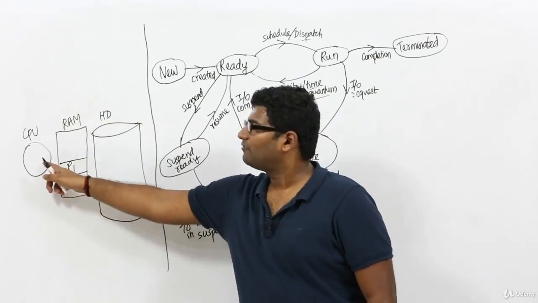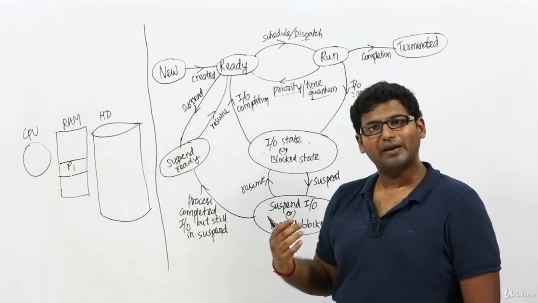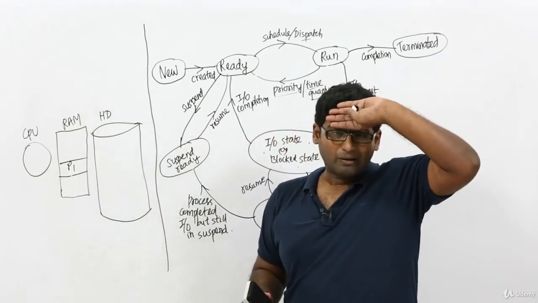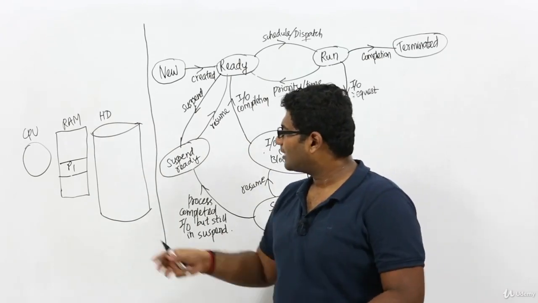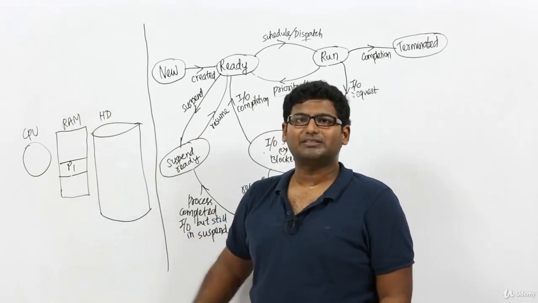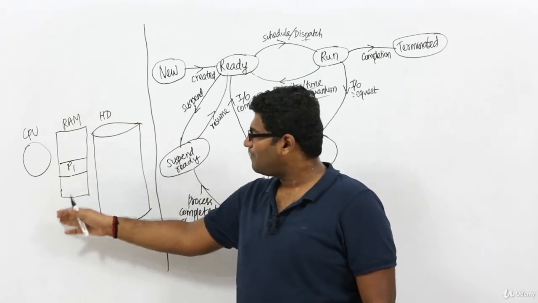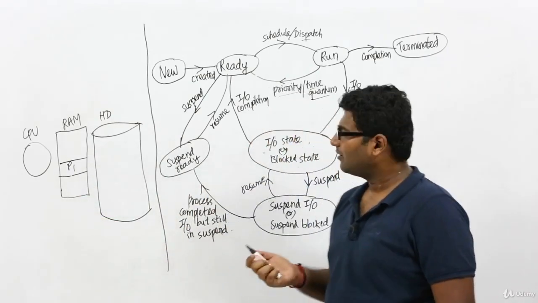Why is it waiting for the CPU? Because some other program might be using the CPU. Why is it waiting for the IO device? Because there might be some other process using the IO device. For example, two programs might need a printer, and some other program might be using the printer. That is also possible, right?